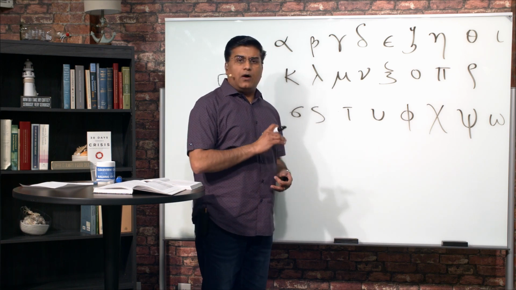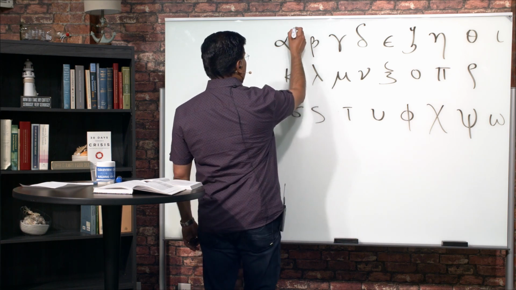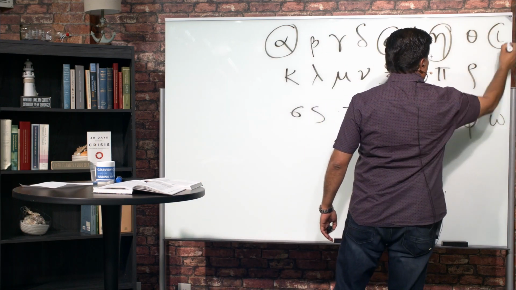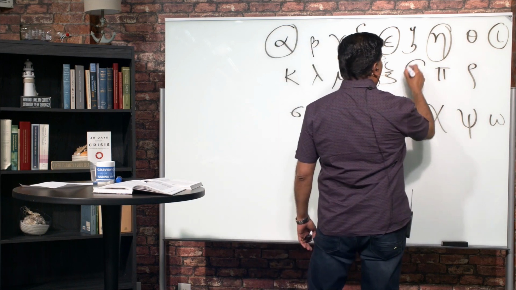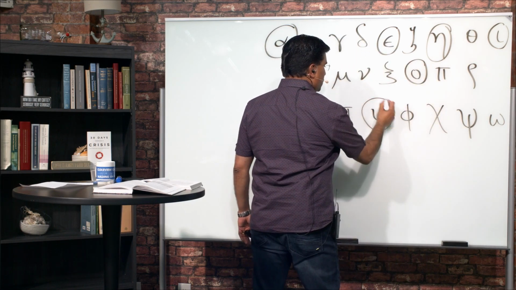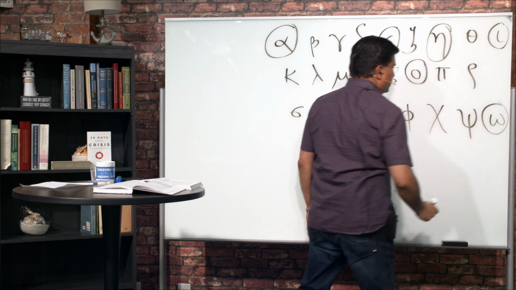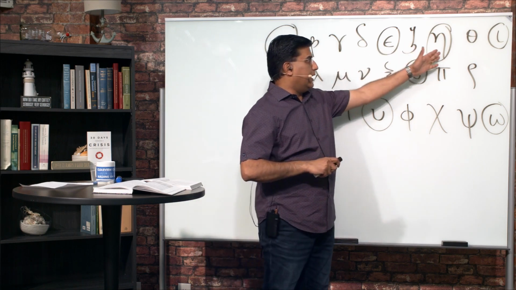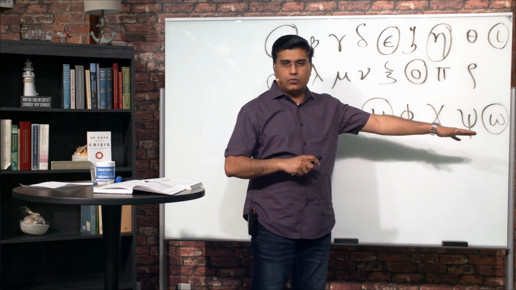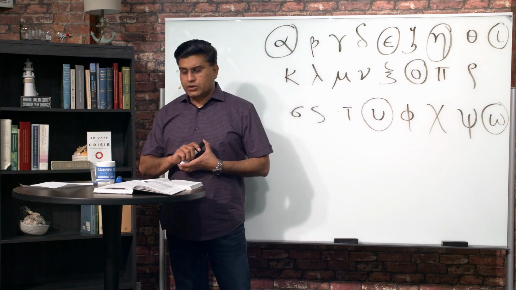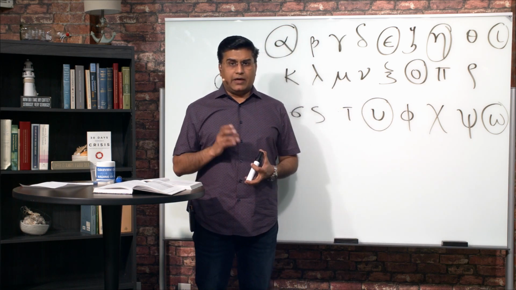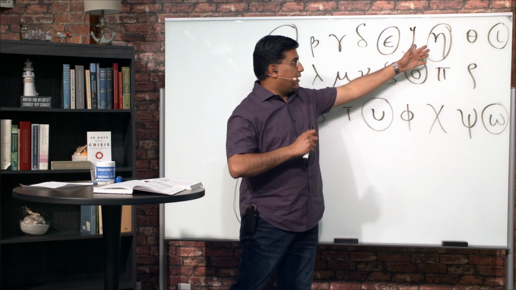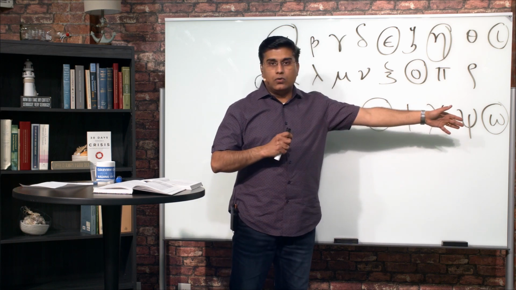Which ones of them are vowels? A, e, e, i, o, u, o. Seven altogether. Just like in our English alphabet, we have vowels like a, e, i, o, u, sometimes y. Same thing is happening over here.